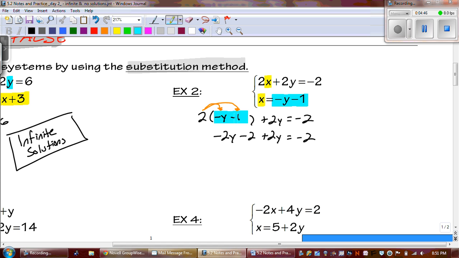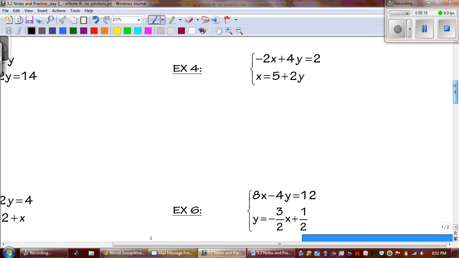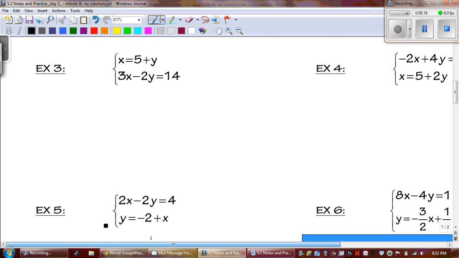Okay, so let's find our like terms. Negative 2y and positive 2y on the same side. Those cancel out, and we're left with negative 2 equals negative 2. And once again, that is a true statement. So our answer is infinite solutions. And always put a box around your answer so Ms. Carranza or myself, when we're grading it, can tell what's your final answer.